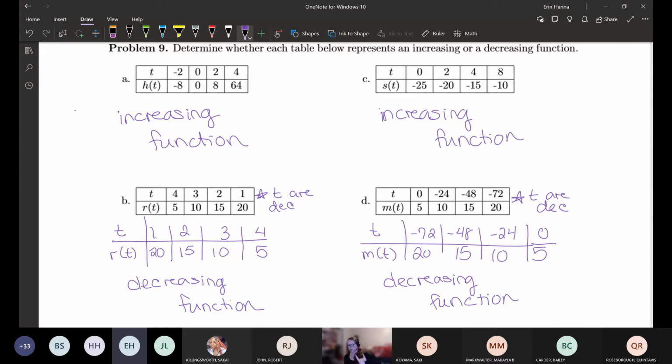You could still have a case where the t values are decreasing, you flip the table over, but it's an increasing function. So don't assume that it's based off of the t values. These are all based off of those h of t values, s of t, r of t, m of t values once the t values are set to be increasing.